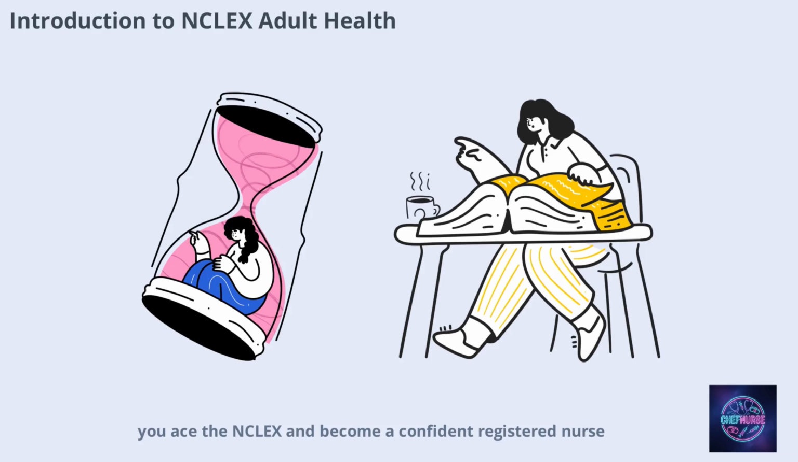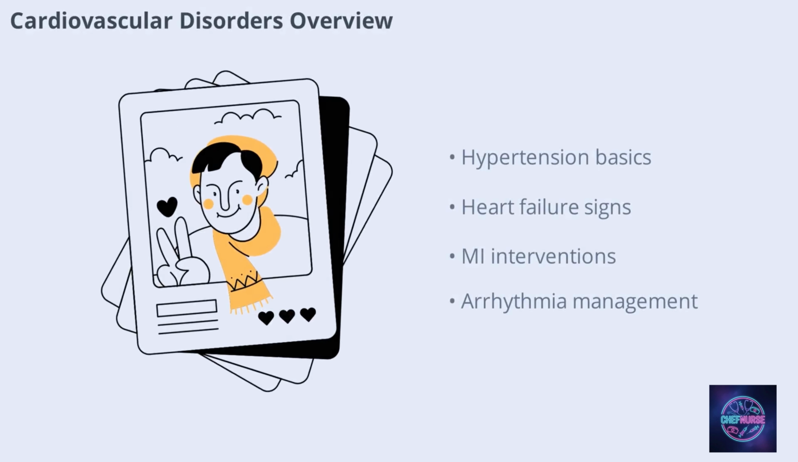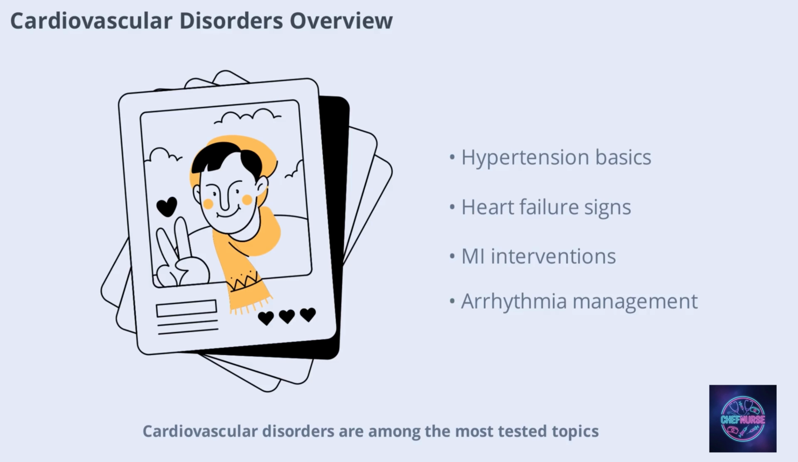Cardiovascular disorders are among the most tested topics in the adult health section of the NCLEX. You'll need to be familiar with conditions like hypertension, heart failure, myocardial infarction, and arrhythmias. Understanding the pathophysiology, common signs and symptoms, nursing interventions, and patient education points for each disorder is crucial. Pay special attention to medication management and monitoring for complications, as these are frequently included in exam questions.